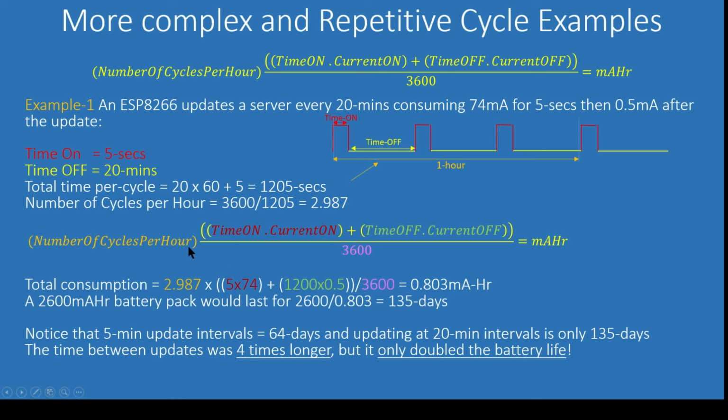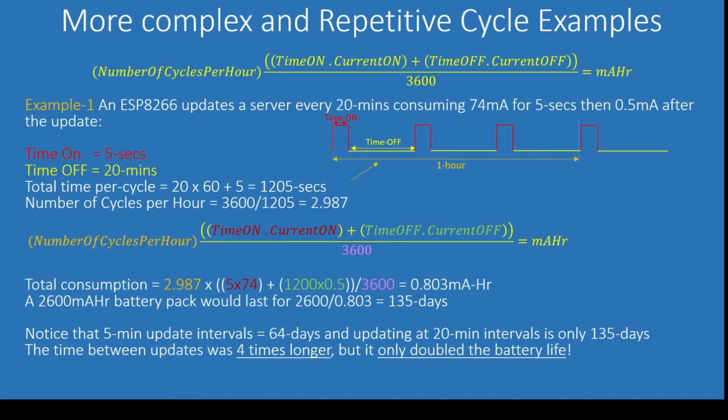Again, number of cycles per hour. Well, what's the duration of one cycle? It's 20 times 60 off time plus 5 on time, which is 1205 seconds. So you'll get approximately 2.987 cycles per hour. Put all those numbers into the equation and the result is 0.803 milliampere hour, and that battery pack would last for 135 days. Previously it would only last 64 days.